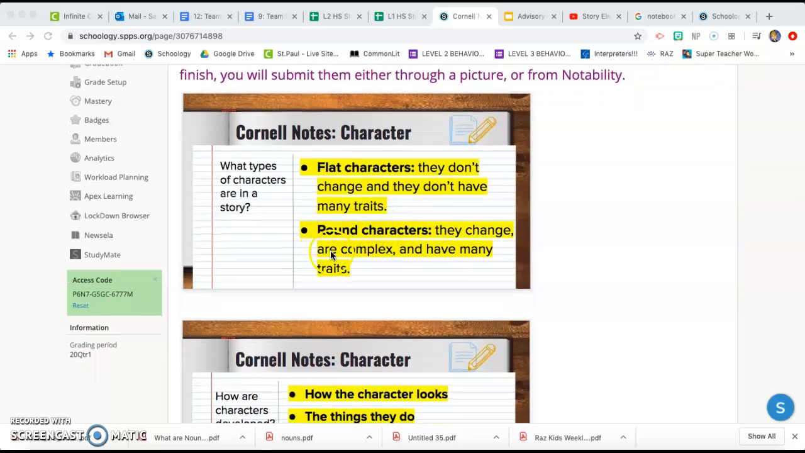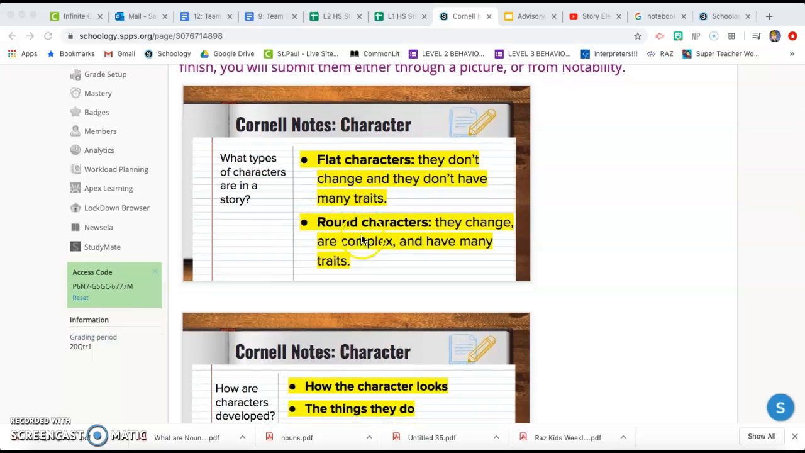A round character is a character that changes. They are complex. There are many parts to them. They are interesting and have many traits. A round character is a character like Camilla Cream. She changes a lot in the story. Also, the 3 little pigs, the 2 that make the bad houses, they are also round characters. They change and they learn.